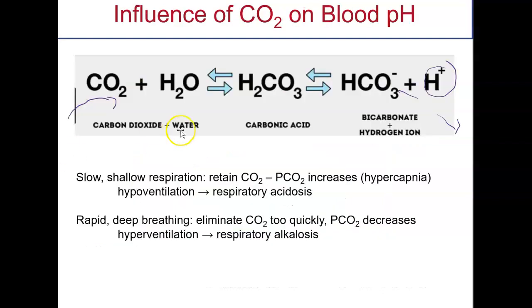But what if there's an issue? What if for some reason I'm unable to get rid of that CO2, so it starts to accumulate in my blood? Well, when it accumulates, it's going to change the pH. And again, we have the equation that we've looked at. So if you were to have hypoventilation, slow, shallow breathing, what's happening is that you're not getting rid of CO2. So you're retaining CO2 and your pCO2 levels go up. Well, this is called hypercapnia, for too high CO2.